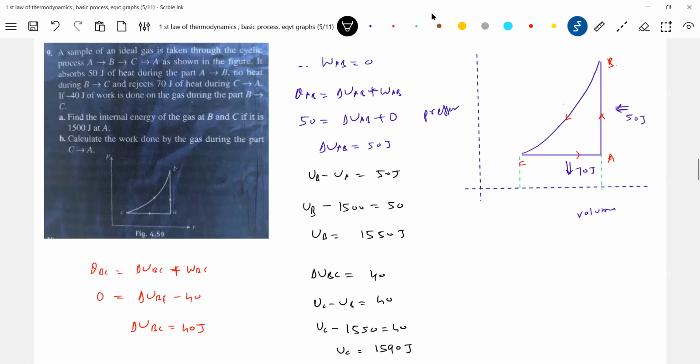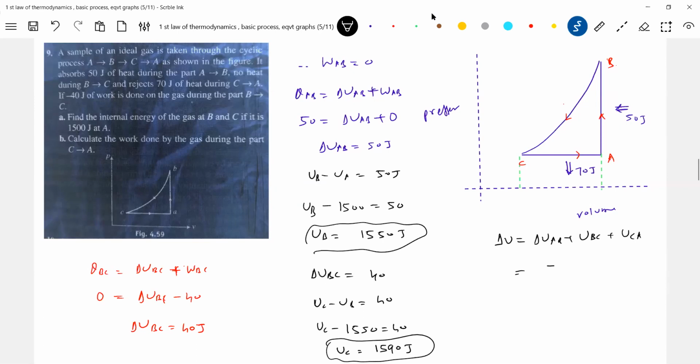So we find the internal energy of the gas at B and C. Okay, this is what we obtained. Next, what is the total change in internal energy? Delta UBC we know, and UAB we know. UCA we will calculate. So first, change in internal energy in one cycle: UAB plus UBC plus UCA. What is UAB? UAB we know, it is 50.